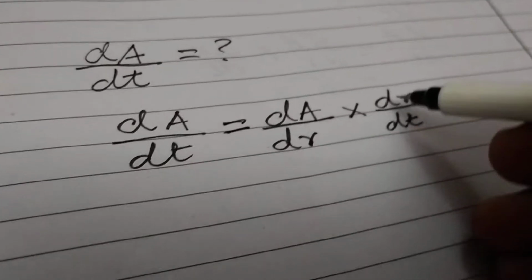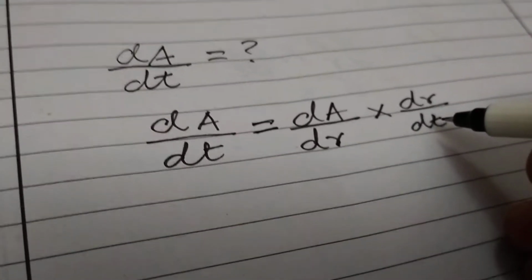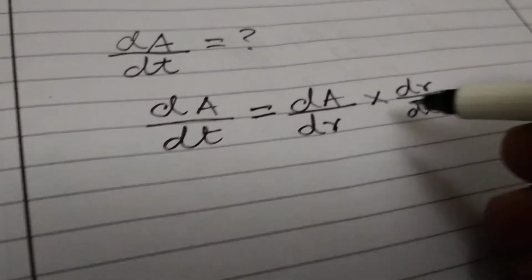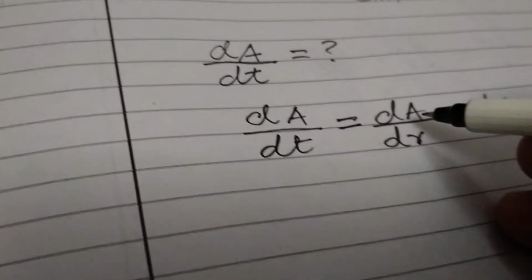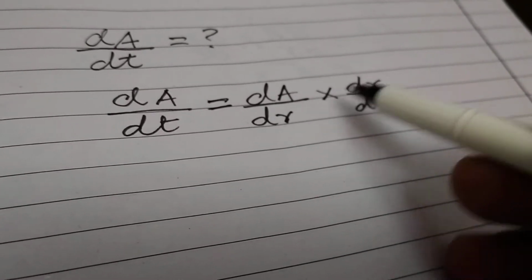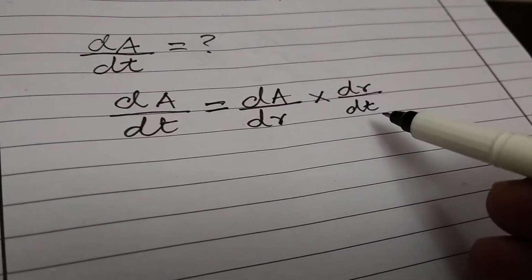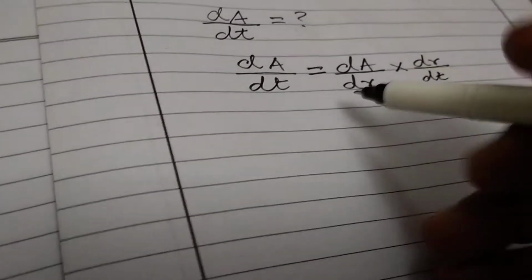Why? Because time is involved as it's a rate. dr with reference to time is the rate of change of the radius, and dA over dr is the rate of change of area with reference to the radius. So if you mathematically cancel out dr and dr, we are left with dA upon dt. So that is exactly equal to the left hand side. So we just put the values which are given.